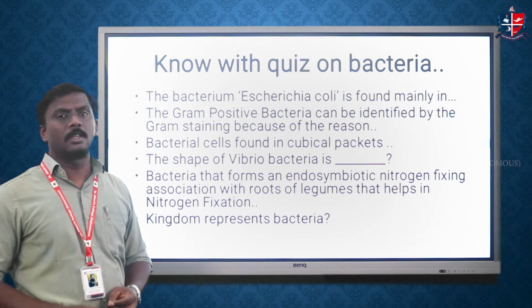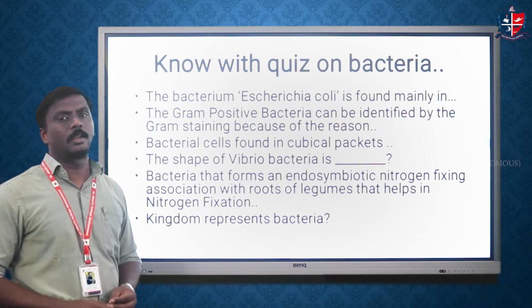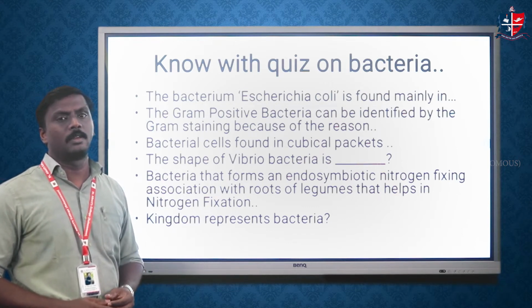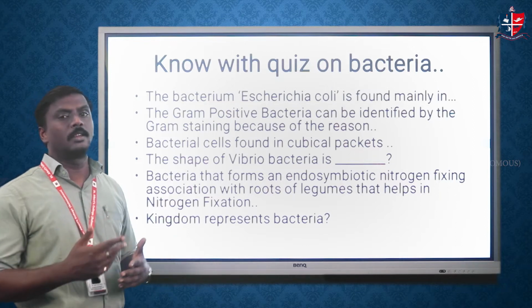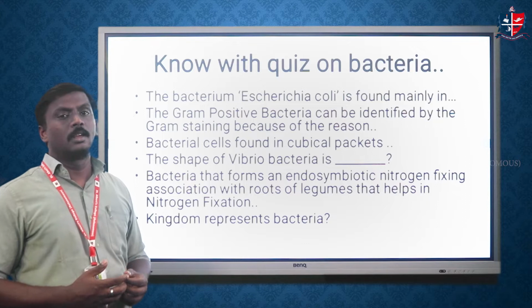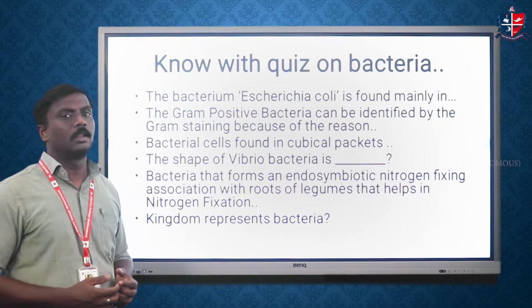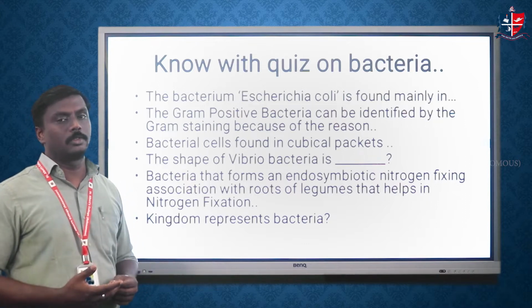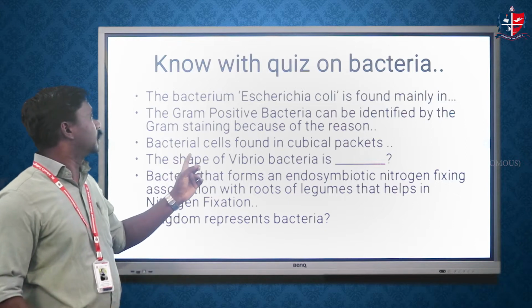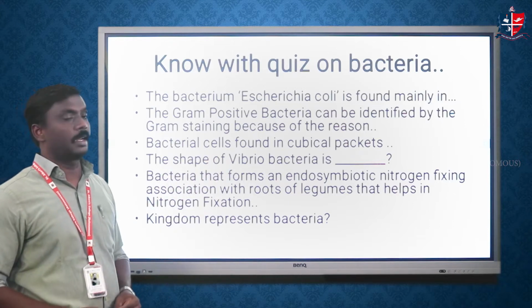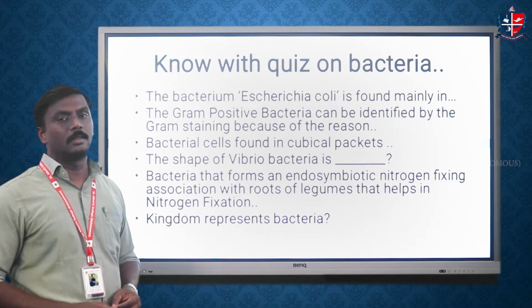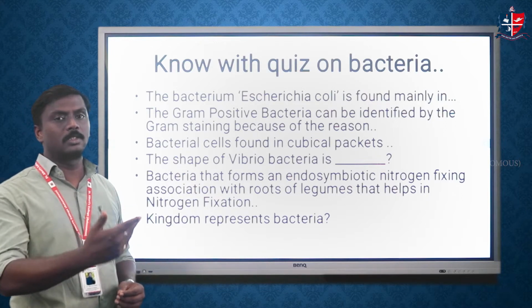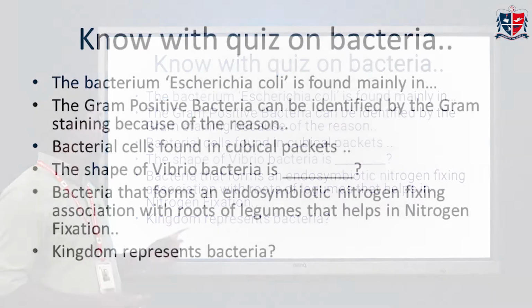You all know gram staining, and it was described by Hans Christian Gram in 1884, and he classified the bacteria based on the fixation of color compounds. Bacterial cells are found in cubical packets. The shape of Vibrio bacteria is dash. The classification based on shape you have to know.